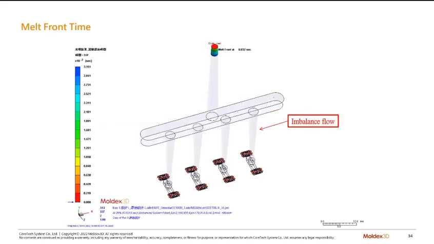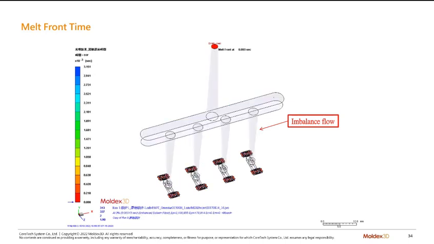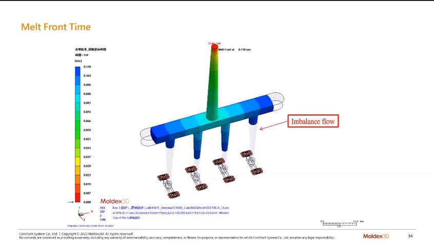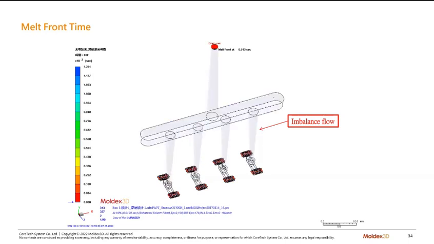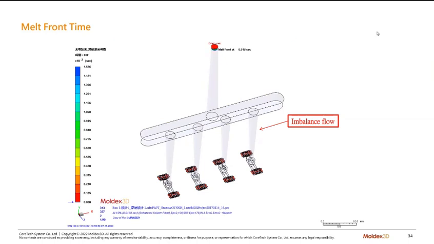Okay, so the part quality is not stable. You can see that half or 60% passed the testing, and it's not 0% or 90% failed. So they checked the melt front time, and the original runner design is not a very good one. This one we call a fishbone design.